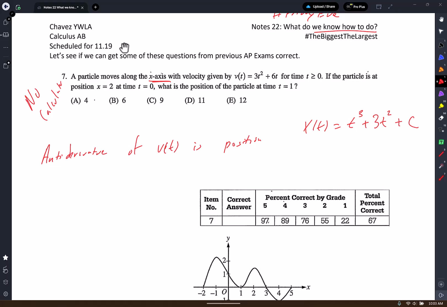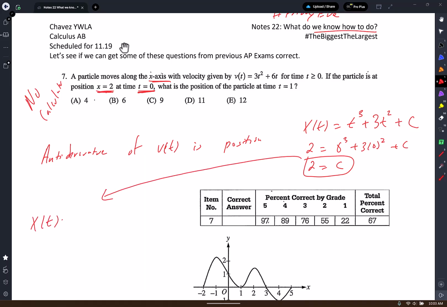Chav, how are we going to find c? Well, look what they told us. If the particle is at position, what position am I at? At what time? That's what I'm going to use. I'm going to go 2 equals 0 cubed plus 3 times 0 squared plus c. So from that, I get that c equals 2. Does that make sense? So now, here's what I do. X of t equals t cubed plus 3t squared plus 2.